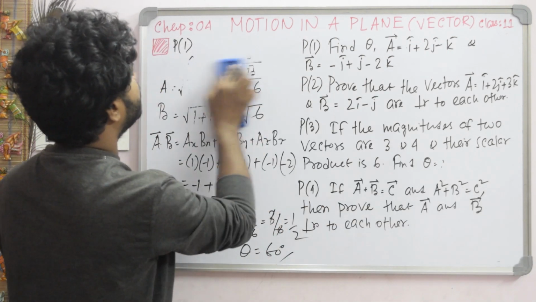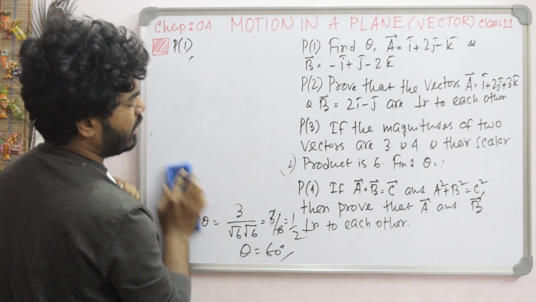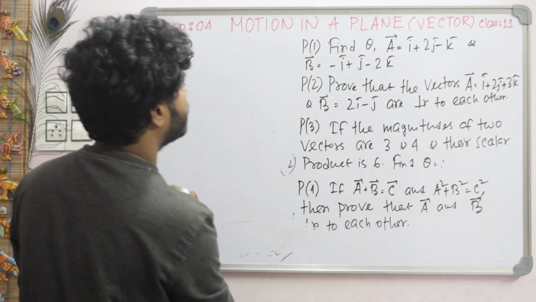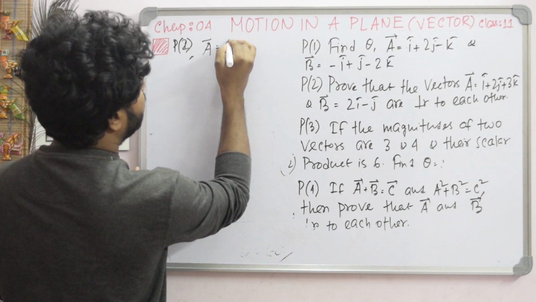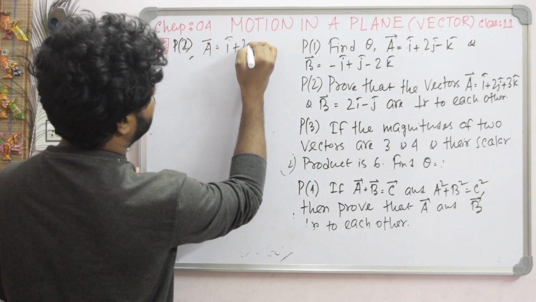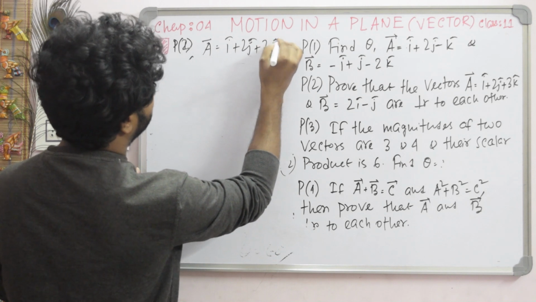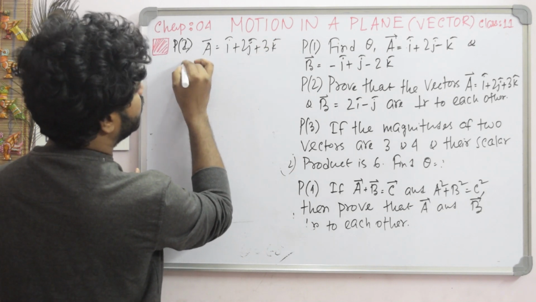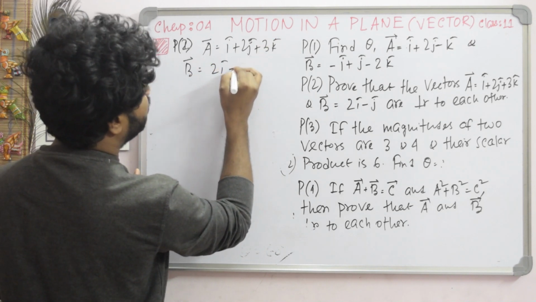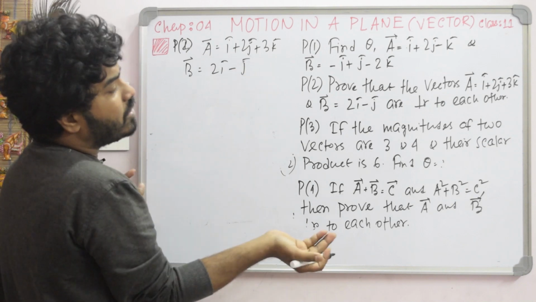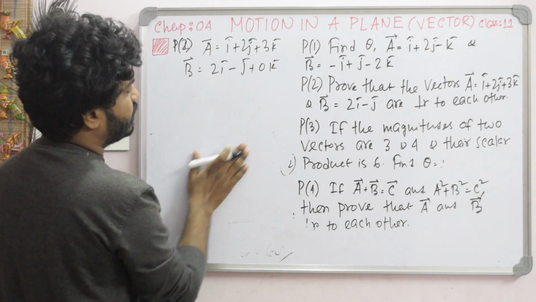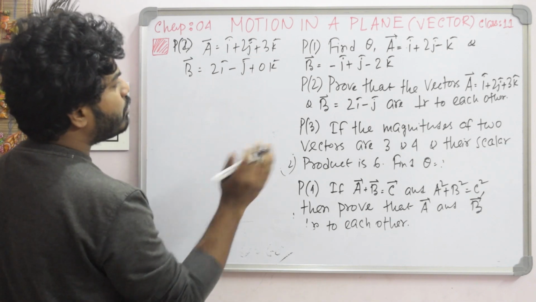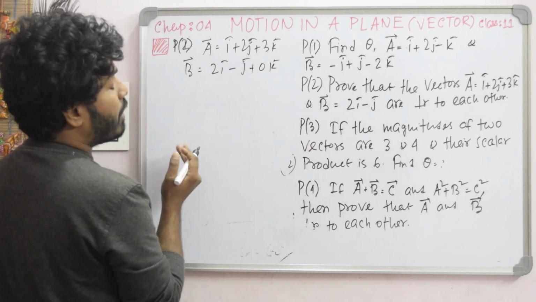That is the second one. In the second problem, vector a is i cap plus 2j cap plus 3k cap, and vector b is 2i cap minus j cap. There is no z axis component, so you can write that as 0 times k cap. Now you have to find out whether the two are perpendicular.